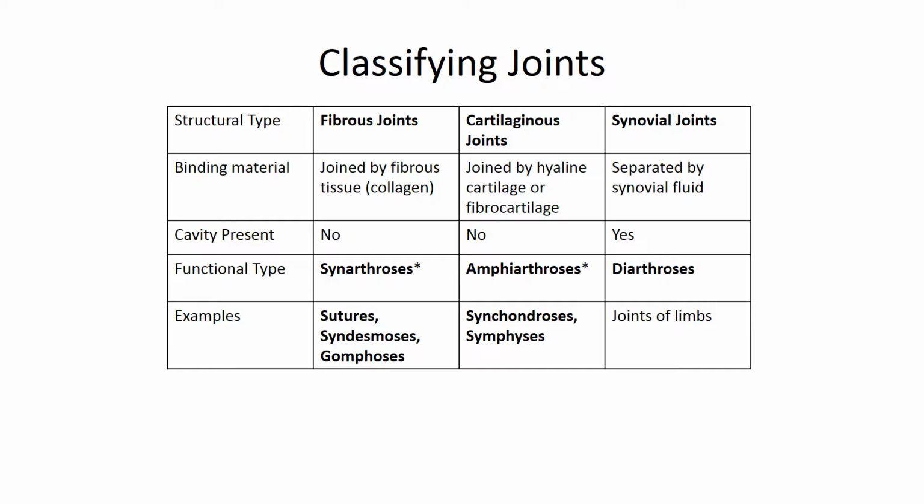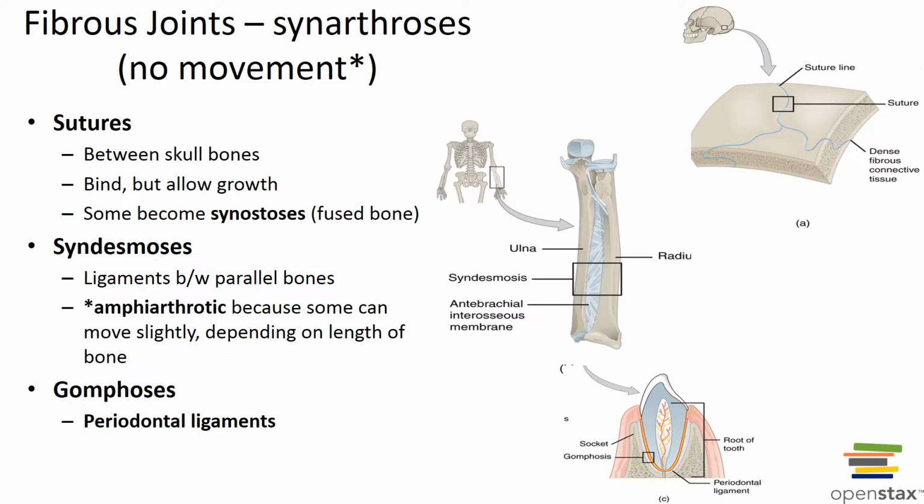There are also subclassifications of each of the joints. For example, fibrous joints can be subclassified as sutures, syndesmosis, and gomphosis. Cartilaginous joints can be subclassified as synchondrosis or symphysis. And then for synovial joints, we will discuss their special features. Let's first take a look at fibrous joints.